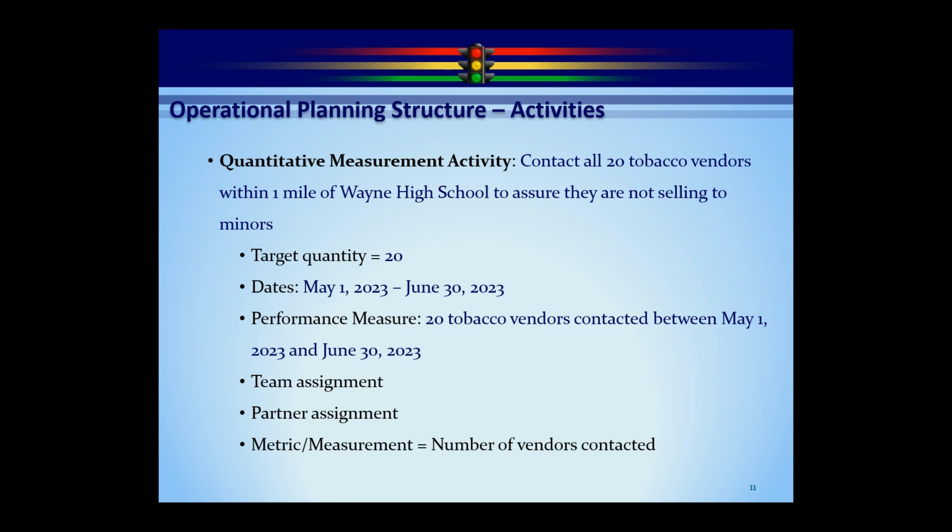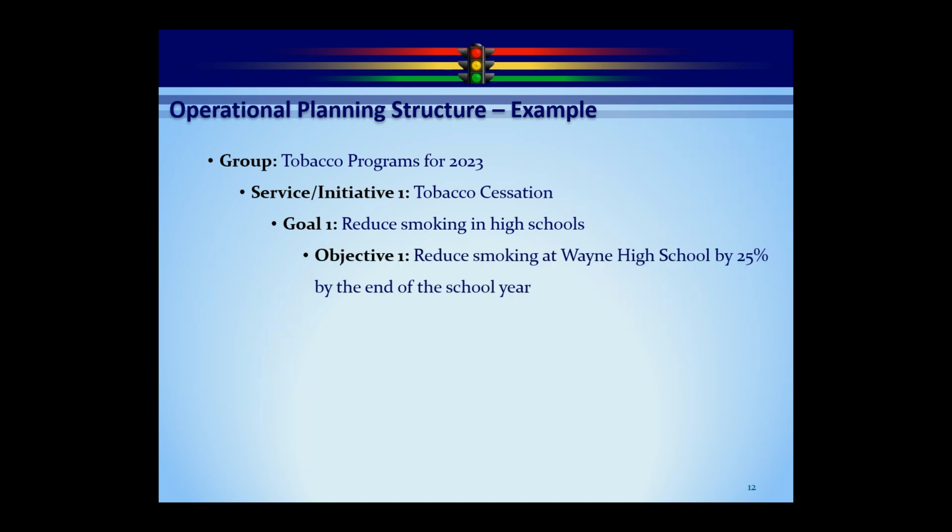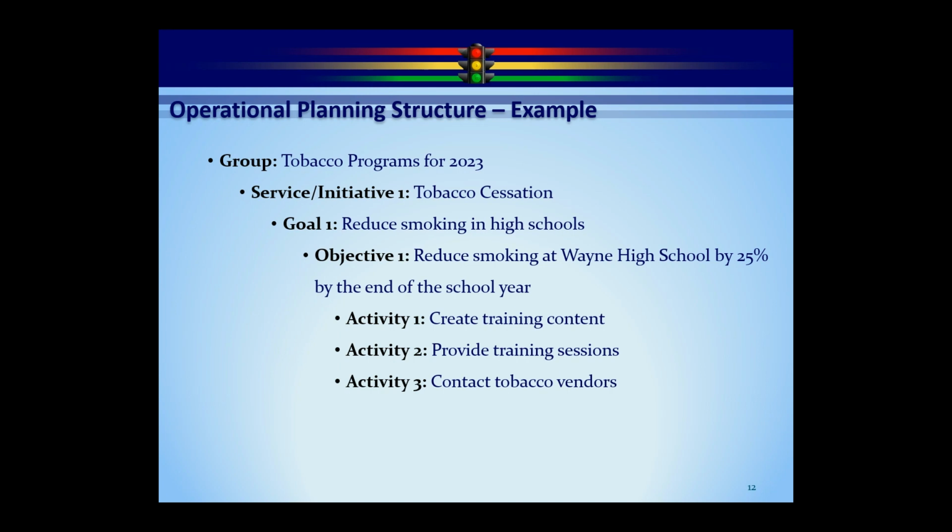Now, on the bottom of each of these screens, you've seen the plan we're going to look at today based on tobacco cessation. What we're going to do now is take that and put it together into a structure so we can look at it. So our group was tobacco programs for 2023. Underneath that, we had several initiatives. We chose tobacco cessation. Under tobacco cessation, we had several goals. We chose reduce smoking in high school. Under reduce smoking in high school, we chose an objective of reduce smoking at Wayne High School by 25% by the end of the school year. Again, our target. And then we got the steps we're going to go through that we believe will get us there. We're going to create training content. We're going to provide the training, and we're going to contact those tobacco vendors.